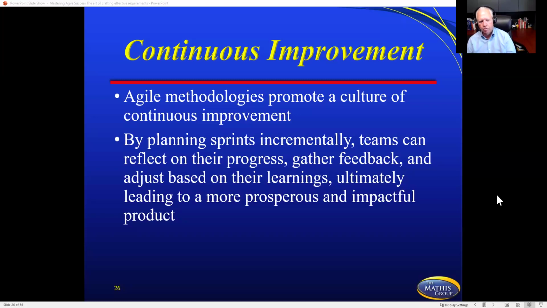So by planning sprints incrementally, teams can reflect on their progress, gather feedback, and adjust based on their learning, ultimately leading to a more prosperous and impactful product. And so once again, that product is going to have the capability of being better and bringing more value to that customer than what they originally thought.